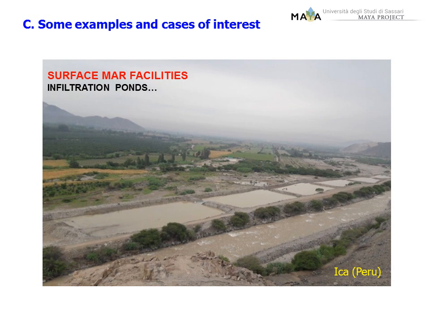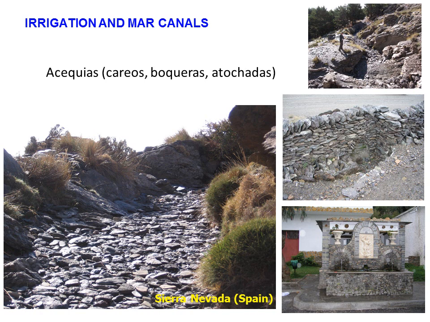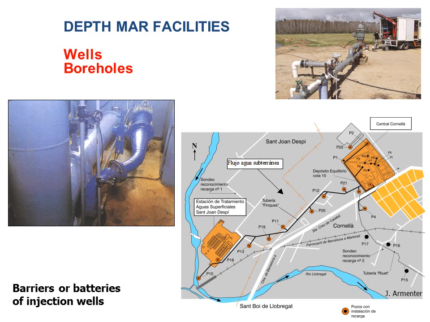Some examples and cases of interest for surface MAR facilities are the infiltration ponds, the most usual MAR facility in the world. This is an example from Ica, Peru. Canals and ditches are also very widespread around the globe. Irrigation and MAR canals, for example the Careos from ancient times. And for deep MAR facilities, it is usual to use wells, boreholes, and barriers or batteries of injection wells.